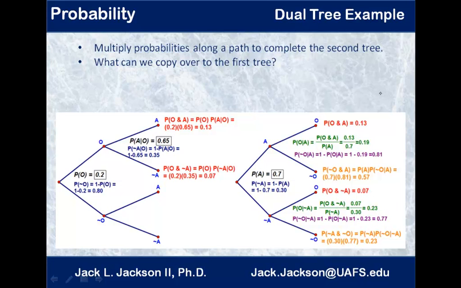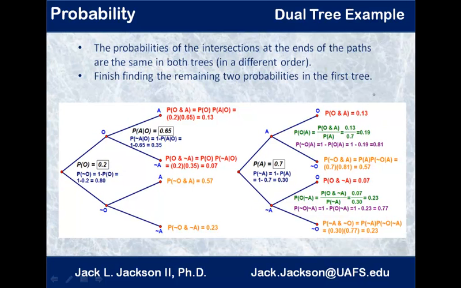Well, hopefully you notice that we can take the orange probabilities and copy them over to the left tree. So all four of these numbers at the end are the same. The red and the orange numbers are the same in both trees, just in a little bit different order. Actually, what we really did, the way I've set it up, is just switch the order of the two in the middle. The two on the ends are even in the same order.